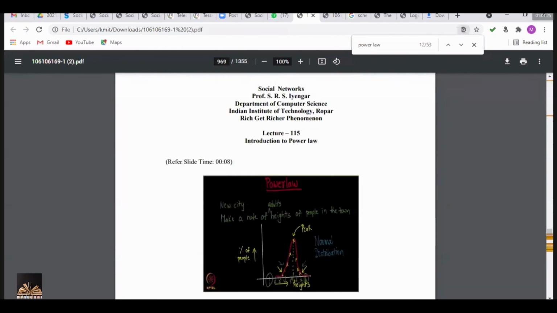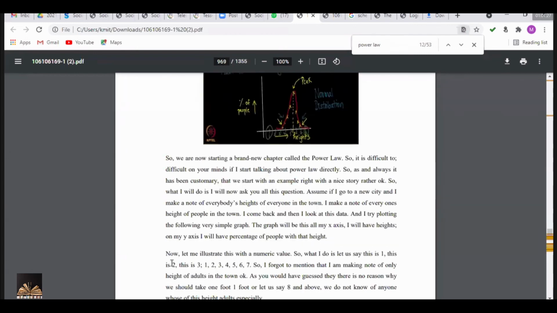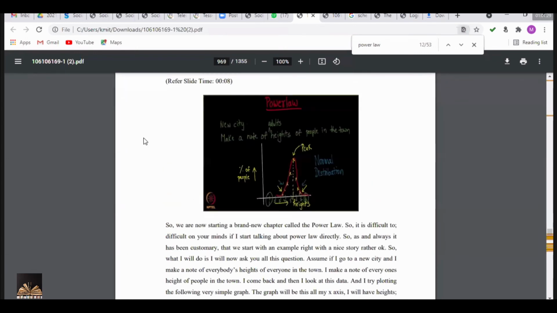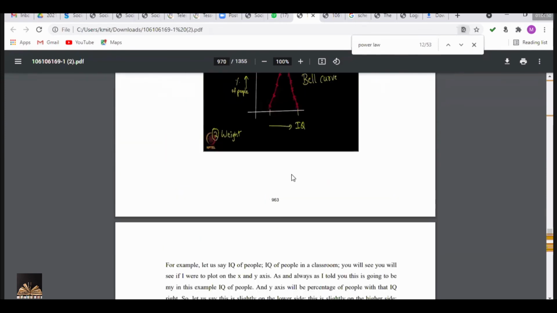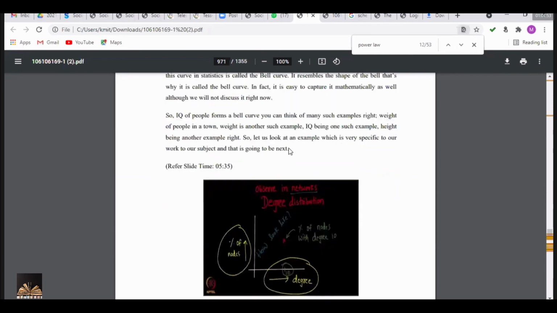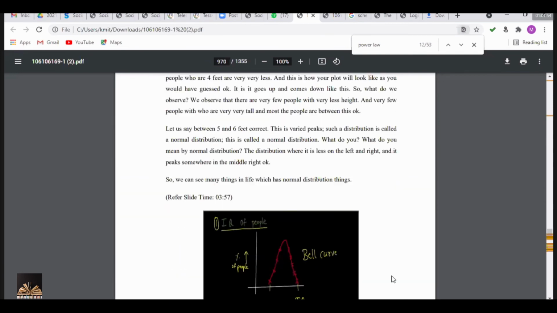See, yeah, this is about the power law. Normally, if you take real-time normal scenarios, he has explained two examples, ma. I am trying to plot the percentage of people with different heights. If you take this, it's a normal distribution. You will see the bell curve, right? And one more example has been taken here, IQ of the people. It is also a bell curve.